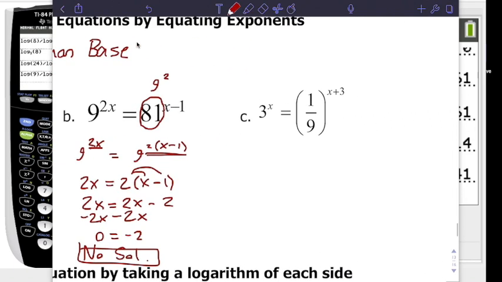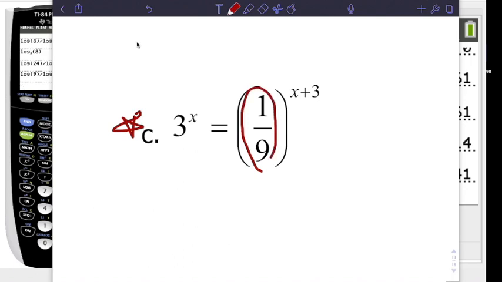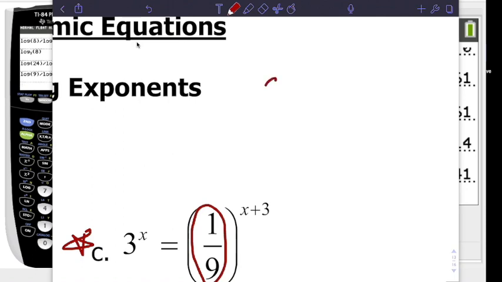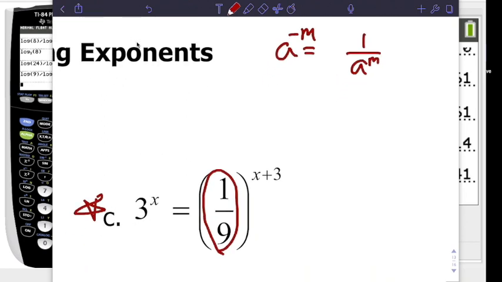Now, this next one is probably the hardest one of these because you want to figure out how to write 1/9 as 3 raised to something. That's a little tricky. So you've got to think, okay, what type of exponents make negatives? If you remember back to one of your properties, if we take a raised to negative m, that's the same exact thing as 1 over a to the positive m. So negative exponents make fractions.